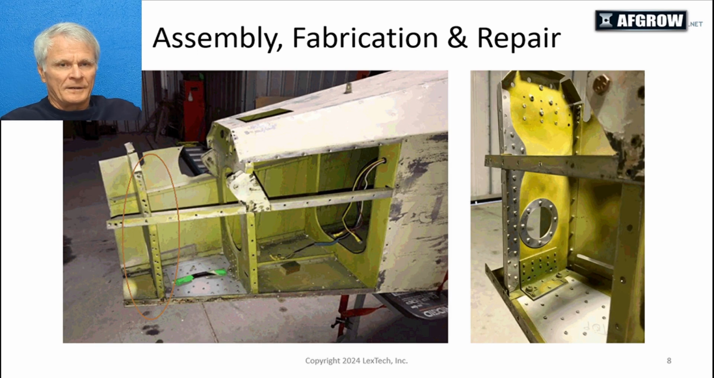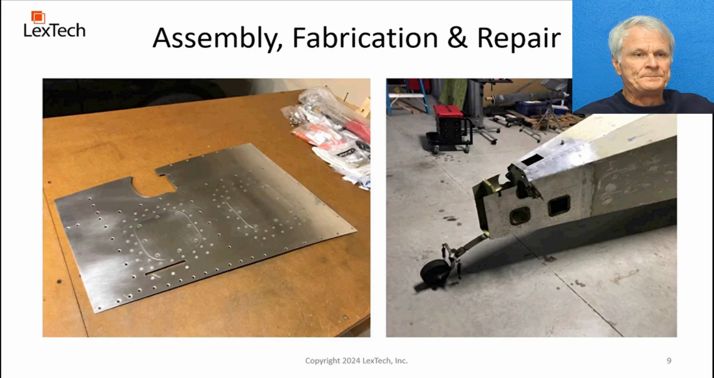So there you see the repair on that aft bulkhead with a reinforcement in the lightening hole in the back. So I fabricated a new skin with access panels, as you can see on the left, and then installed it back on the airplane on the right.